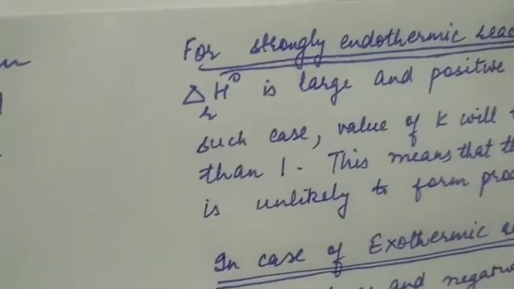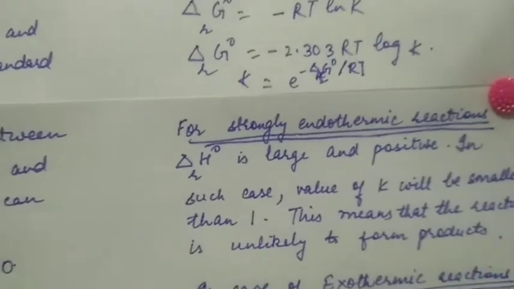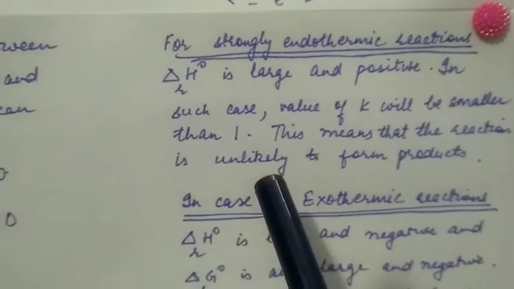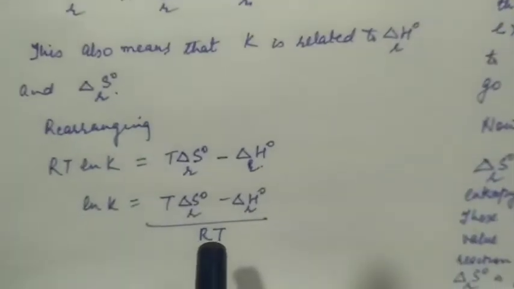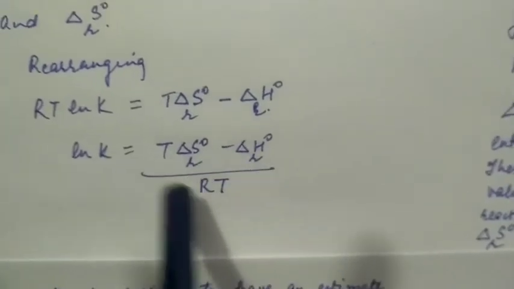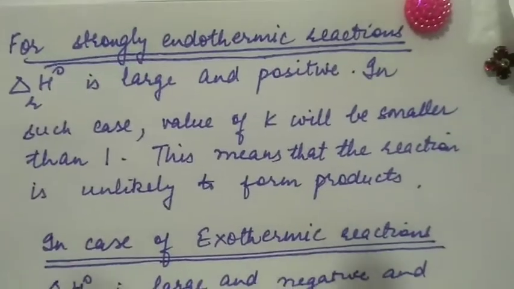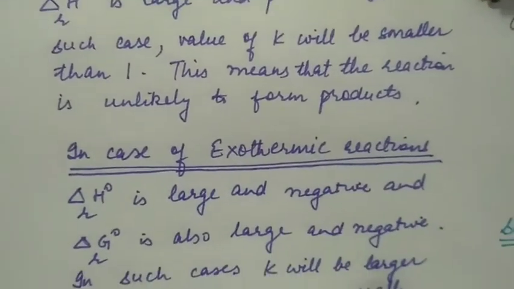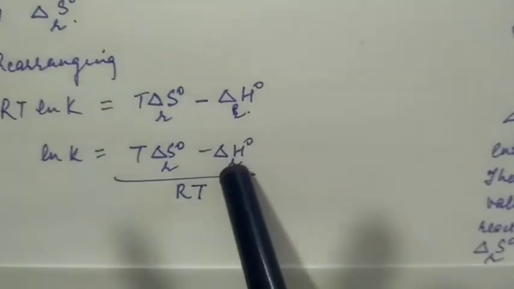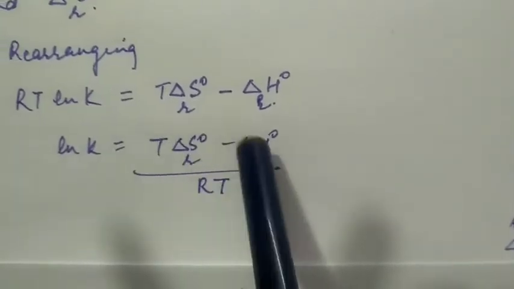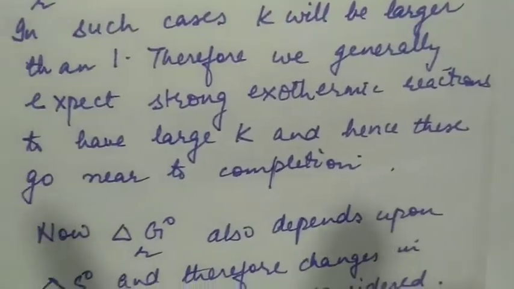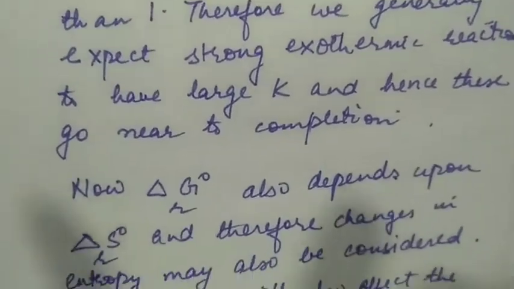For a strongly endothermic reaction, delta H naught, the standard enthalpy change for reaction, is large and positive. In such cases, the value of K will be smaller than 1. This is large and positive, so this is small. So ln K will be smaller than 1 and the reaction is unlikely to form products. In case of an exothermic reaction, delta H naught is negative and large, so this value will get added up and K value will be greater than 1, means the reaction will go to completion and concentration of products will be high.